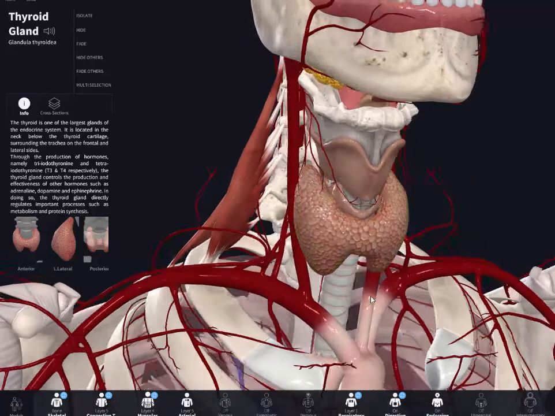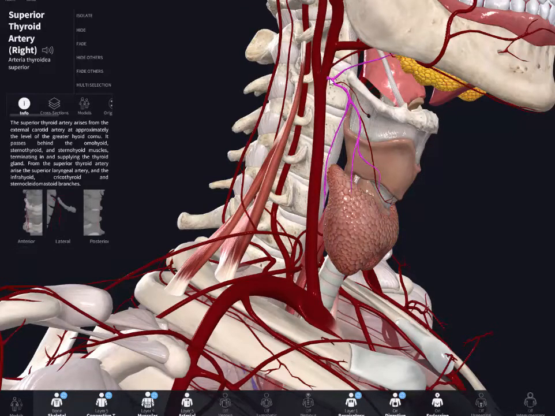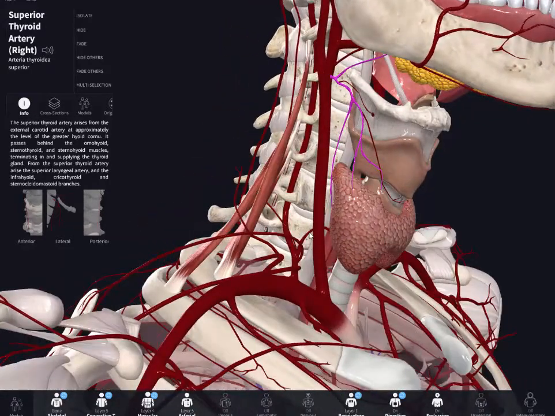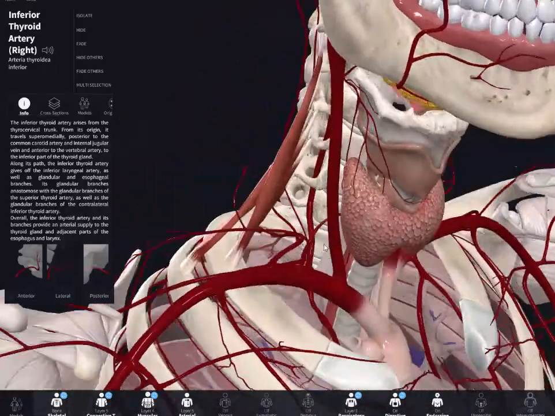The arterial supply of the thyroid gland is primarily via the superior and inferior thyroid arteries. You can see here's your superior thyroid artery coming off of the ECA or external carotid artery, and the inferior thyroid artery down here is coming from the thyrocervical trunk.